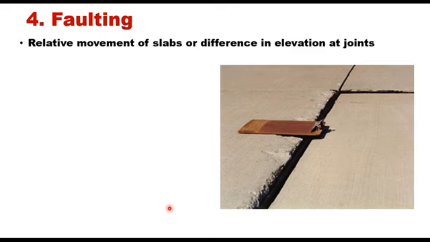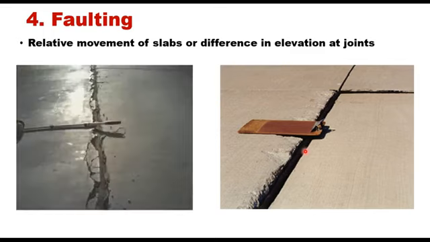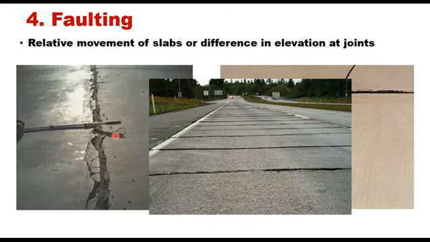The fourth is faulting. Faulting is the relative movement of slab or difference in elevation at joints. So when one slab is depressed or settles down, then there will be difference in the elevation of two slabs or at joints, and that creates the problem of riding quality also. It can give a very rough riding if it is not maintained properly.